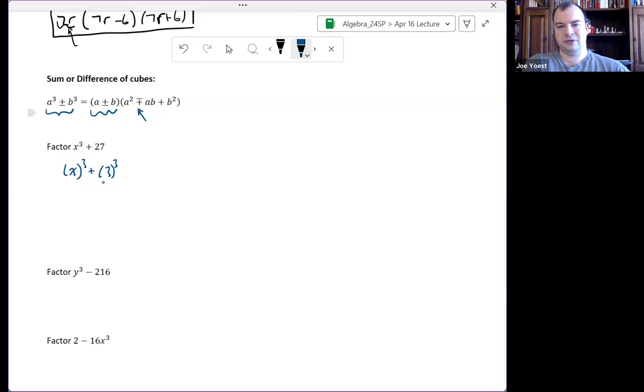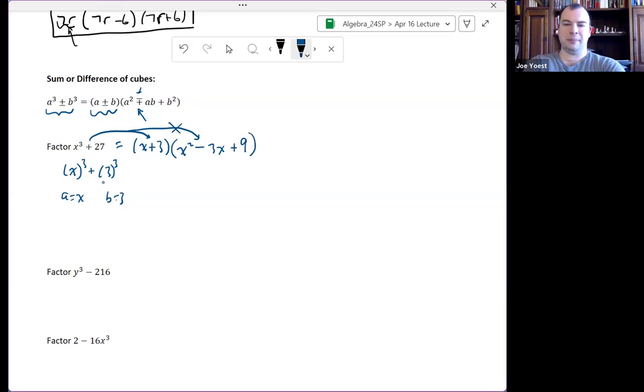So for x cubed plus 27, where a is x, b is 3, this is going to factor into x plus 3. We maintain the sign here. A squared is x squared. We switch the sign here, minus. So we switch or invert, whatever symbol you want to put for switching the sign. AB is 3x, and then plus b squared is plus 3 squared, or 9. That's how this is going to factor.